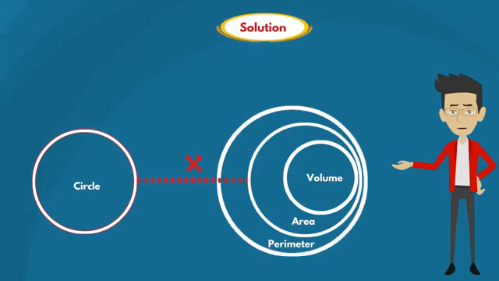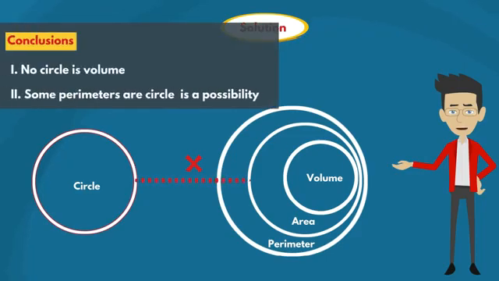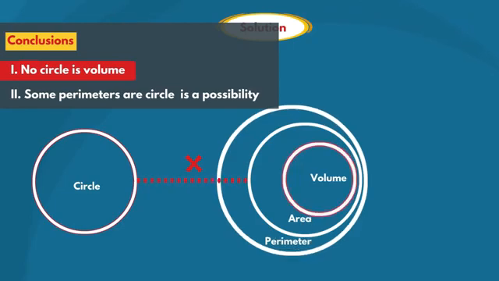Now, check the conclusions with this diagram. First conclusion. No circle is volume. If conclusions have negative words like no and not, this type of conclusions are called negative conclusions. So this is a negative definite conclusion. For all negative conclusions, we need to draw alternate diagram. Let's draw the alternate diagram.